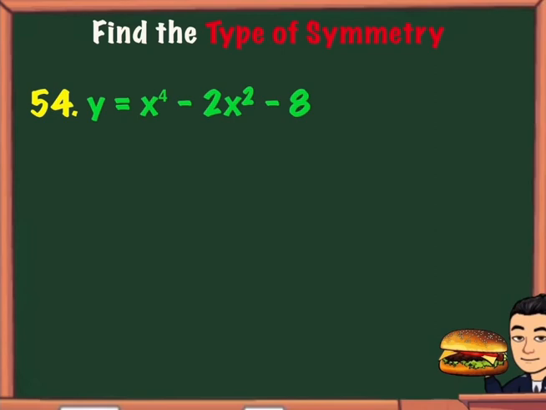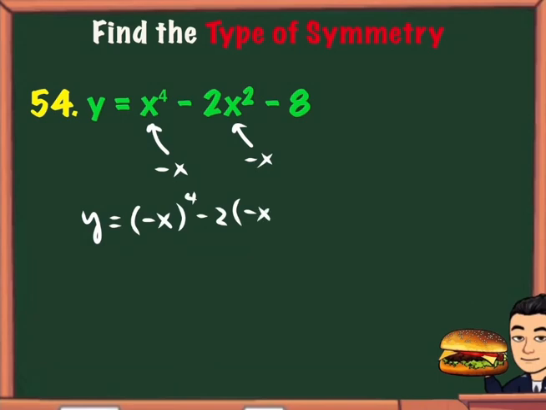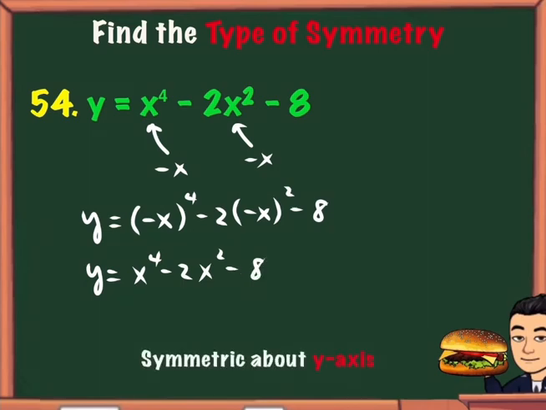For number 54, if you replace x with negative x, you're going to get y equals negative x to the 4th power minus 2 times the square of negative x minus 8. And you're going to get y equals x to the 4th minus 2x squared minus 8. So since this is the same as the original equation, this is symmetric about the y-axis.